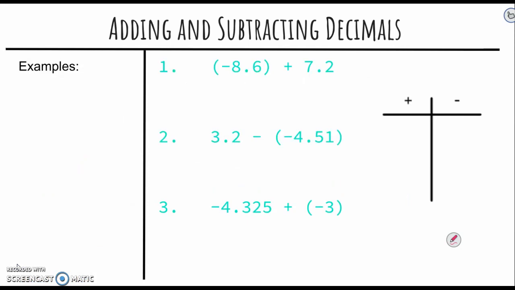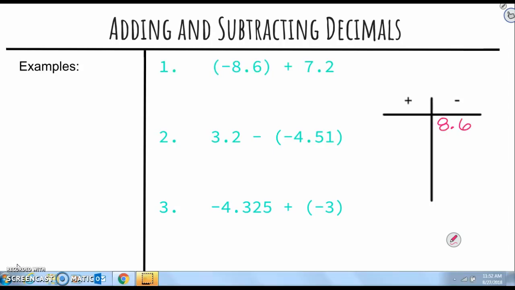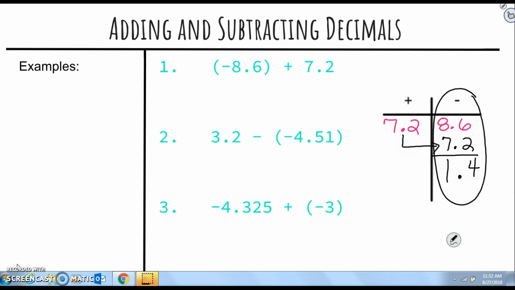Look at the first example with me. I'm going to write negative 8 6/10 on the right side of my T-chart under the negative symbol. To that, I'm going to add 7 2/10. Since my numbers are on different sides of my T-chart, I'm going to bring my smaller number over to subtract from my larger number. 6 minus 2 is 4. Bring our decimal down. 8 minus 7 is 1. Since it's on the negative side of the T-chart, my answer will be negative 1 4/10.